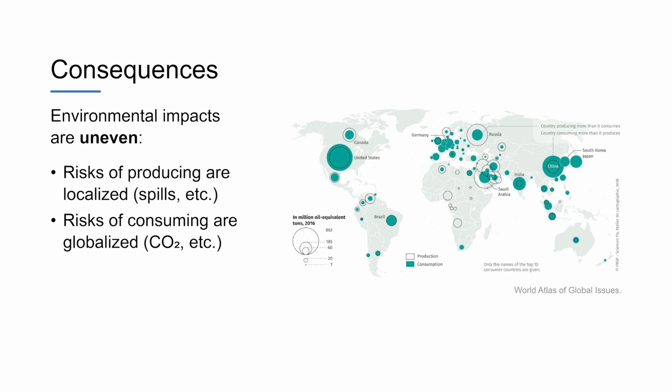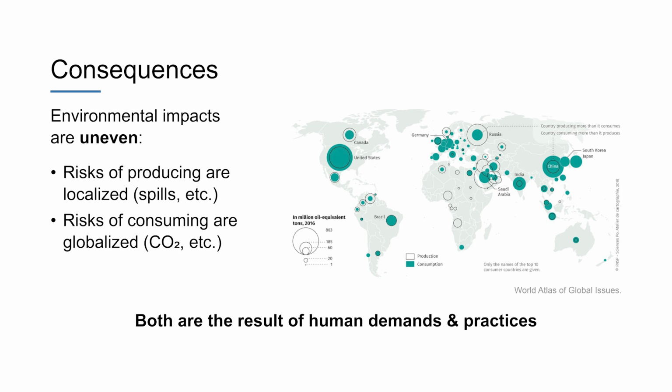And this map on the right shows countries that produce and or consume petroleum at high rates. So when the green circles go past the black circles in the map, that's when a country is consuming more than it produces. So this visually represents an uneven spatial pattern. And I want to point out as well that both of these are the result of human demands and practices. It's not some natural outcome. It's the result of a system that some humans have built and maintain.